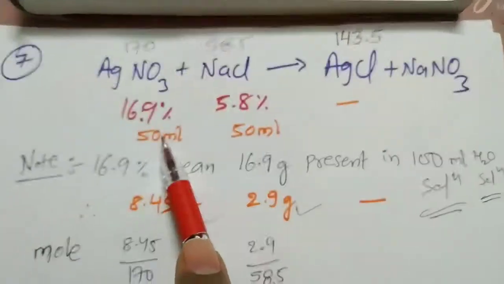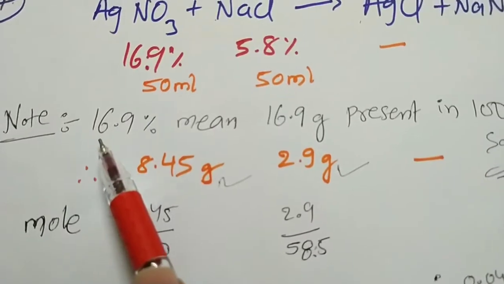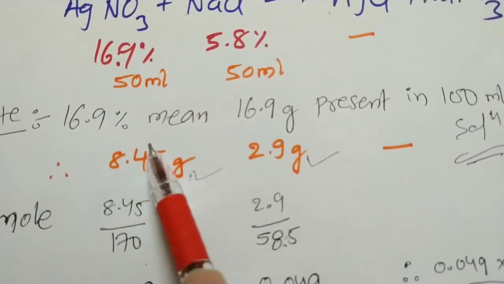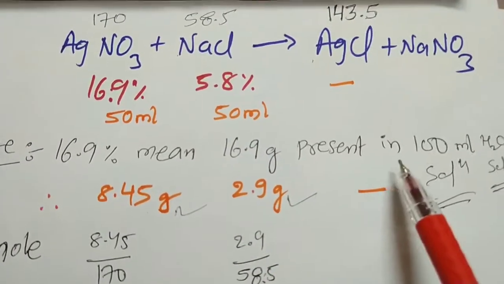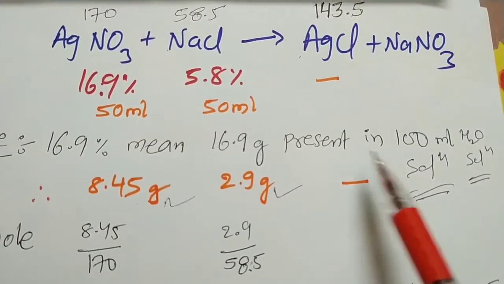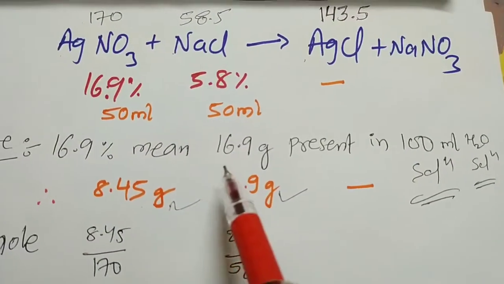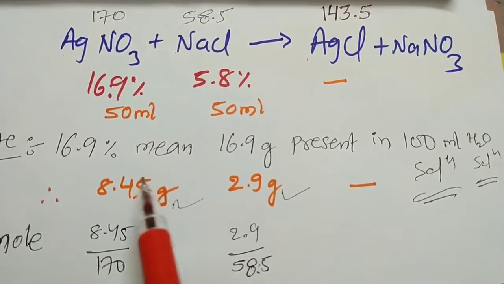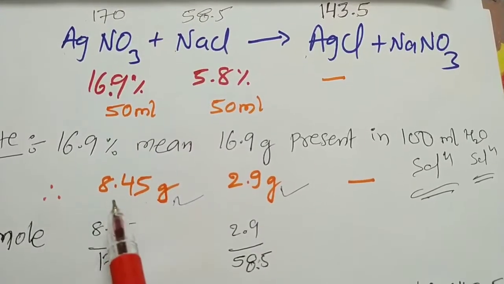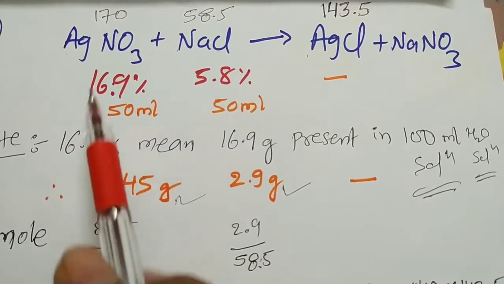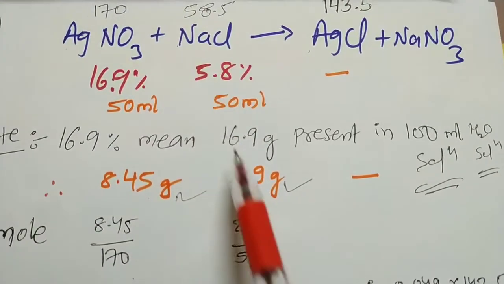Now, what is 16.9% means? Note, 16.9% means 16.9 gram of solute present in 100 ml of solution. But now given only 50 ml, that means 8.45 gram of AgNO3 is present. At the same time 2.9 gram of NaCl is present.